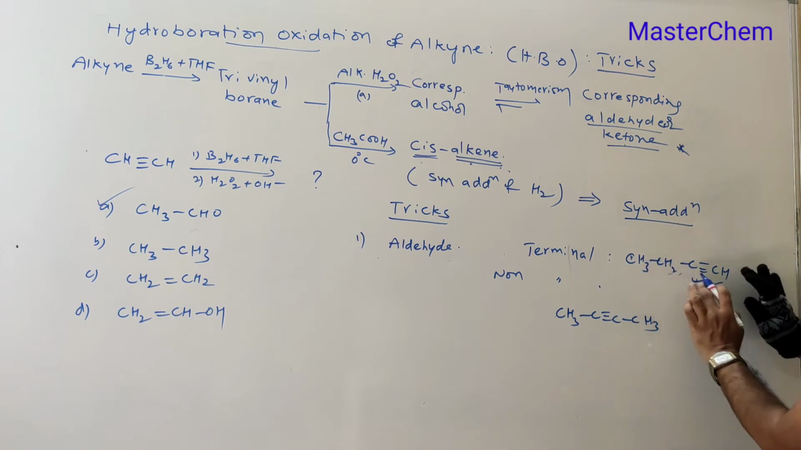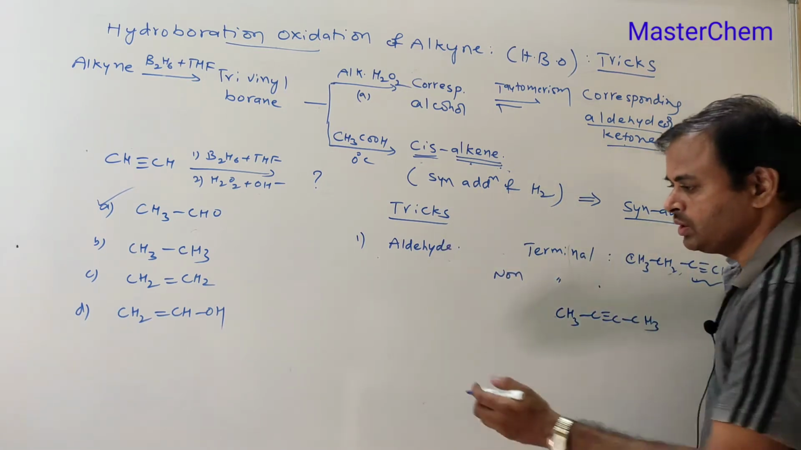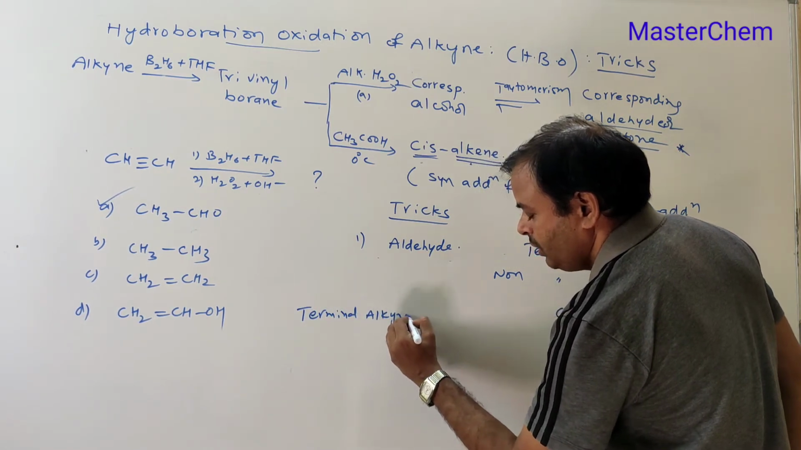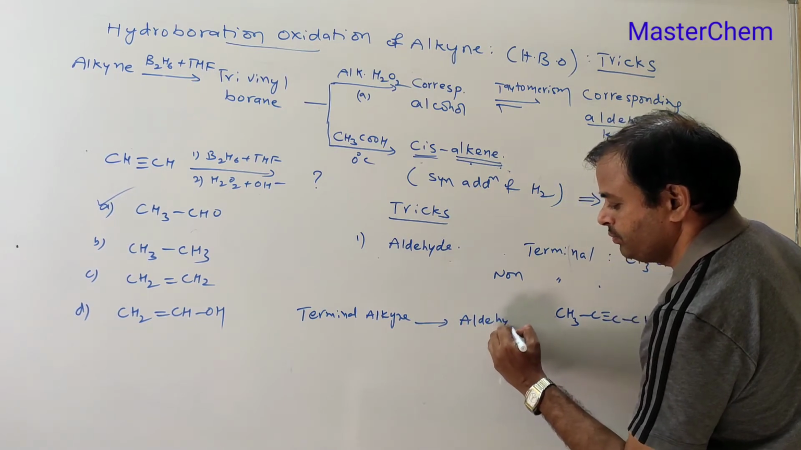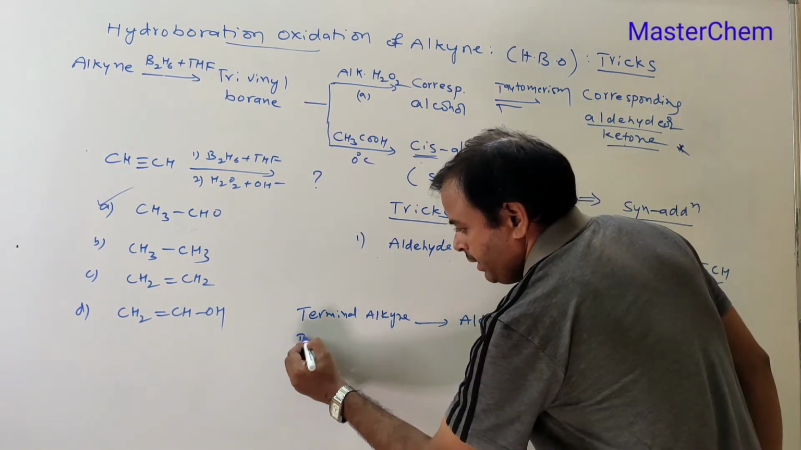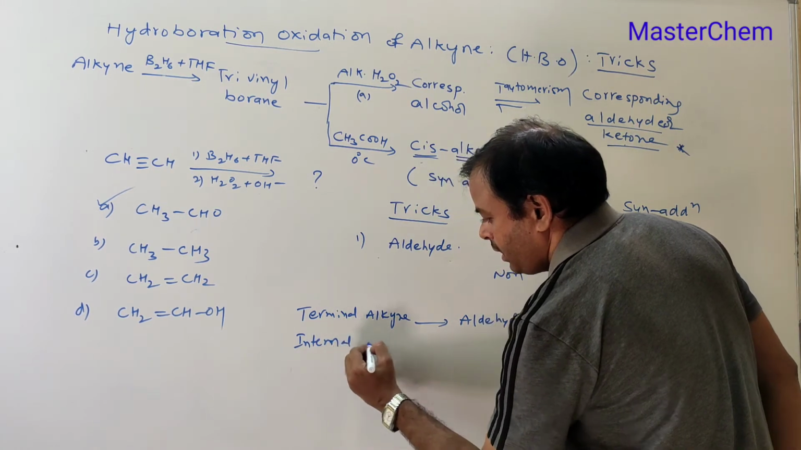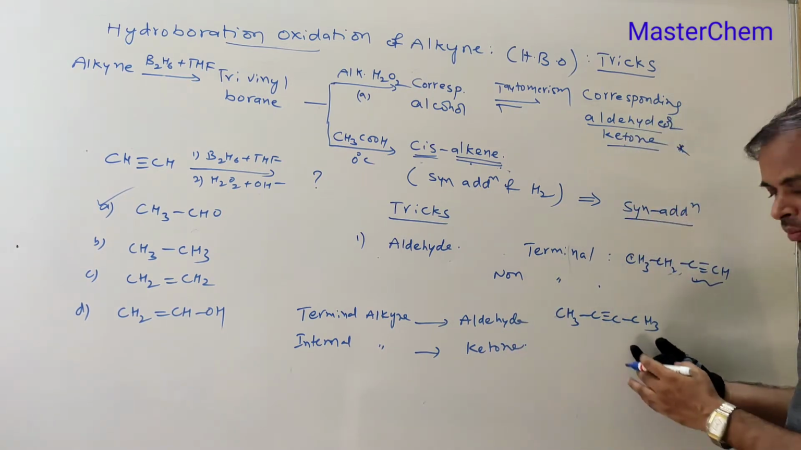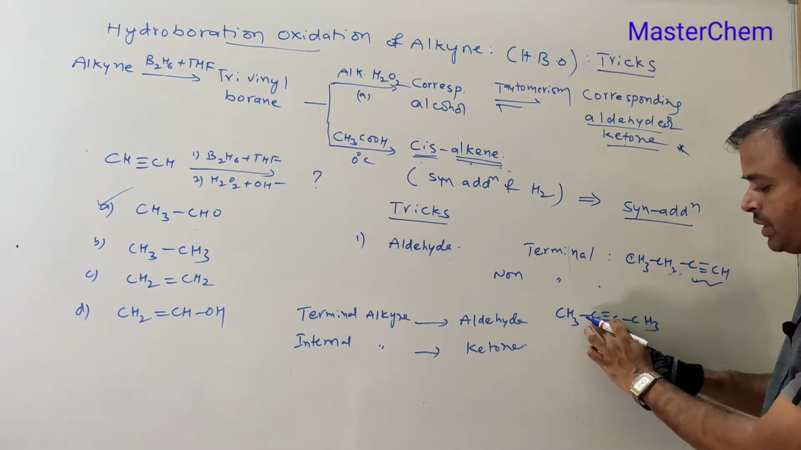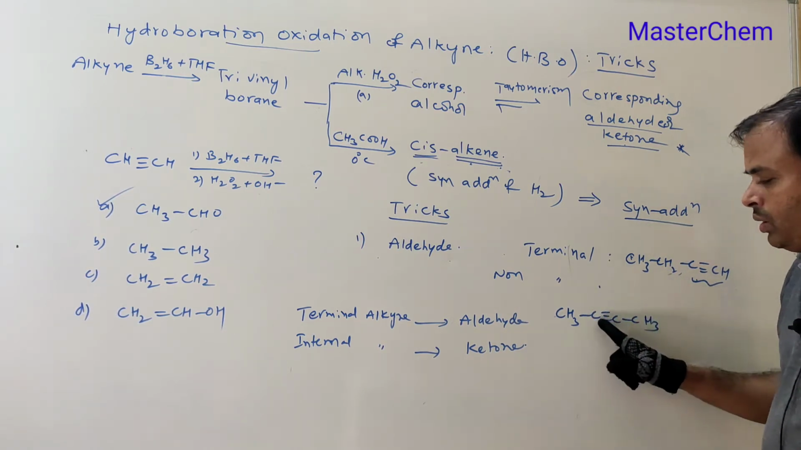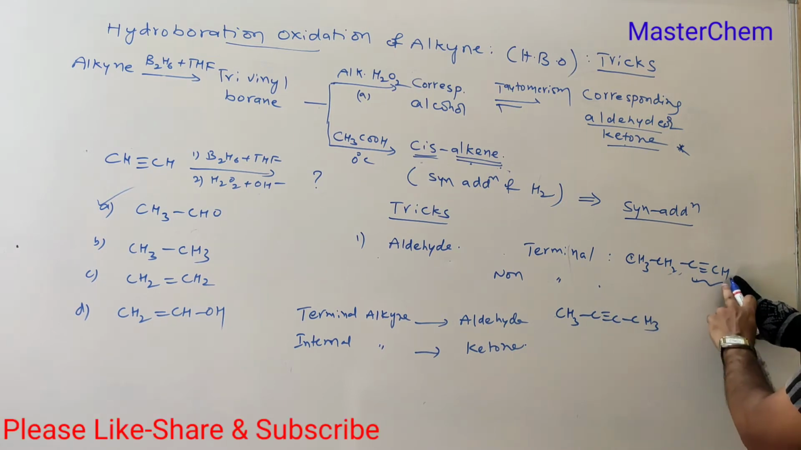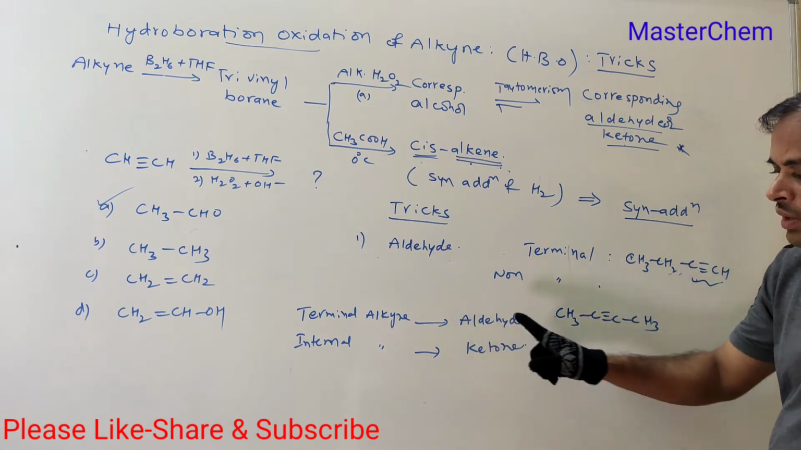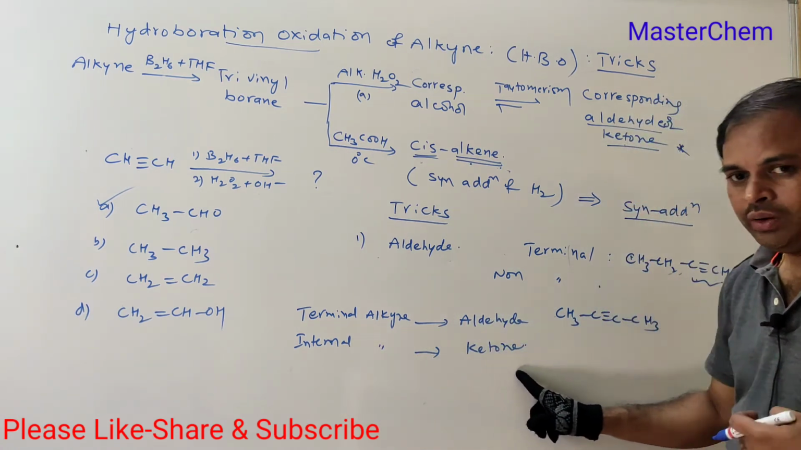Terminal alkynes will give aldehyde by this reaction. Internal alkynes will give ketones, because here there is no probability for the formation of aldehyde, as there is no hydrogen at these two carbon atoms. Only one probability, that is ketone. But here CH is there, that's why you can convert this into aldehyde. So terminal alkynes will give aldehyde, internal alkynes will give ketones.